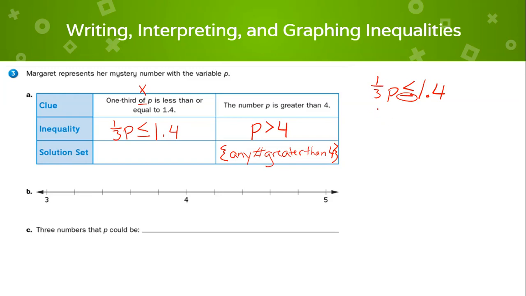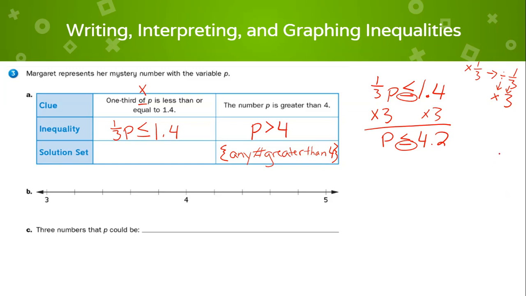So I'm going to multiply each side by 3, because the inverse of multiplying by 1/3 would be dividing by 1/3. And dividing by 1/3 is the same as multiplying by 3, because of, remember, keep, change, reciprocal. We change, and this is the reciprocal. So we're going to multiply each side by 3. We'll get 1/3 p times 3 is p. Okay. And 1 4/10 times 3 is 4 2/10. And so this will make it equal.